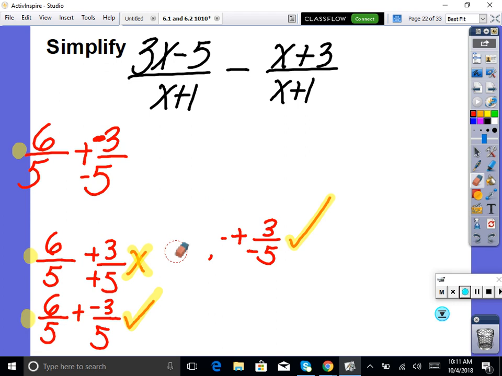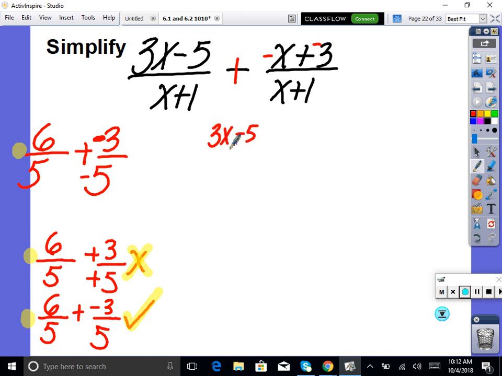So let's look at this next problem. You'd say, oh, it's a subtraction problem. I'm going to go ahead and make it an addition problem, and I'm going to take the negative and put it on top. So plus. Then this became negative, and this became negative. So now rewrite your problem. We have 3x minus 5 over x plus 1. Then we have a plus sign. Then now we have negative x minus 3, don't we? Over x plus 1.